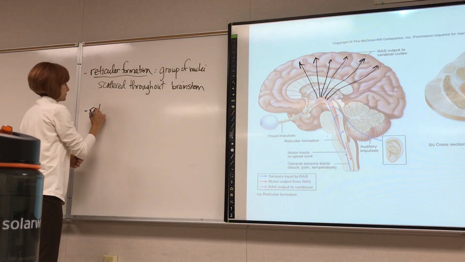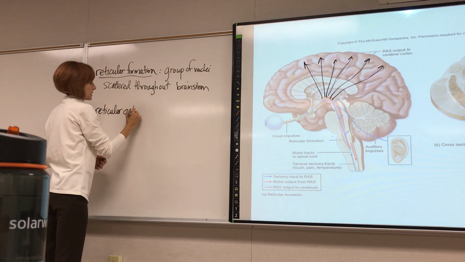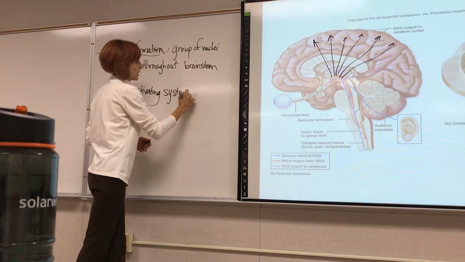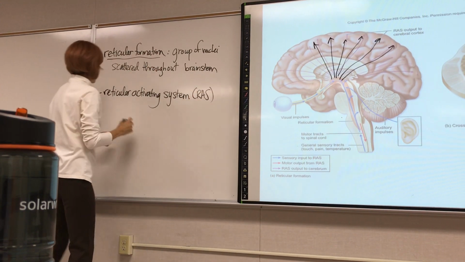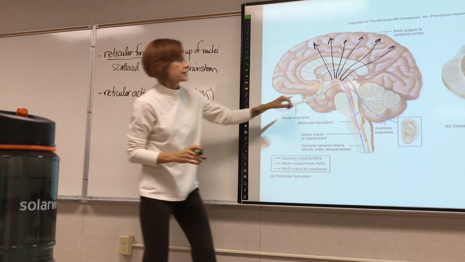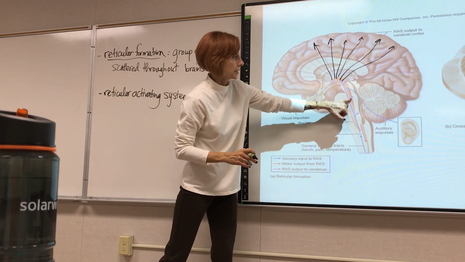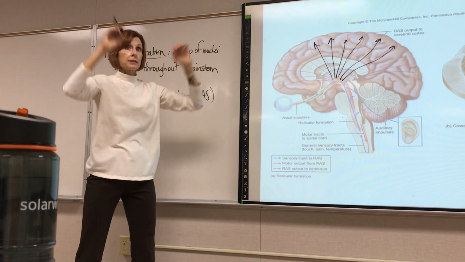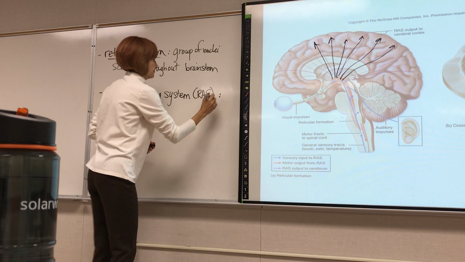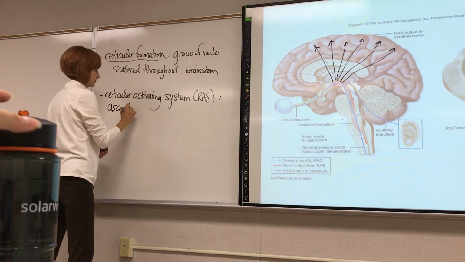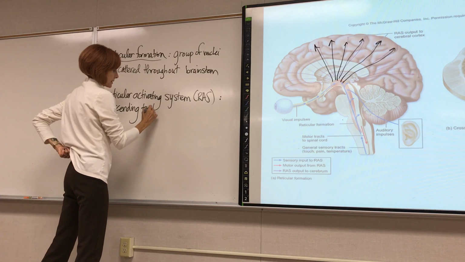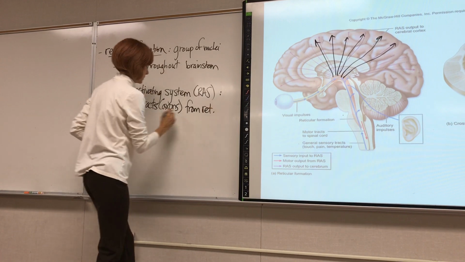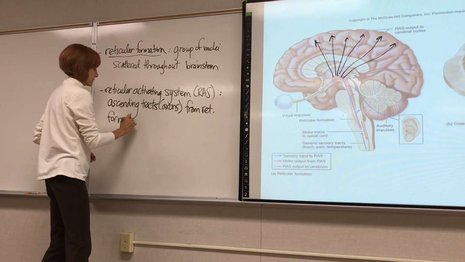Okay, reticular activating system, abbreviated RAS. The reticular formation is just the neuron cell bodies here, the nuclei. The reticular activating system are these ascending axons that go up to the cortex. So we'll say ascending tracts or axons going from the reticular formation to the cortex.